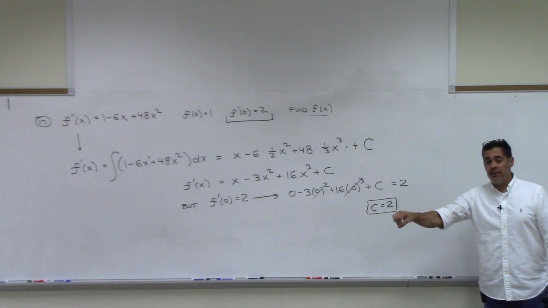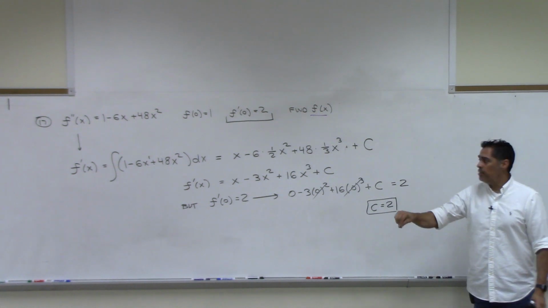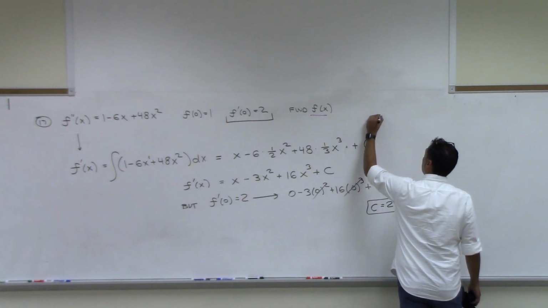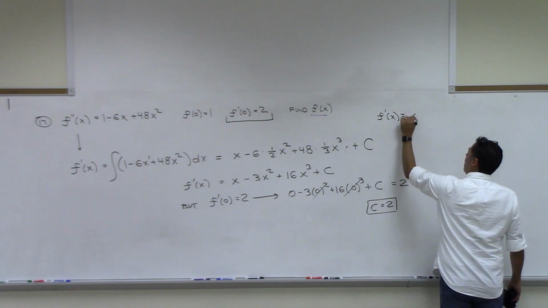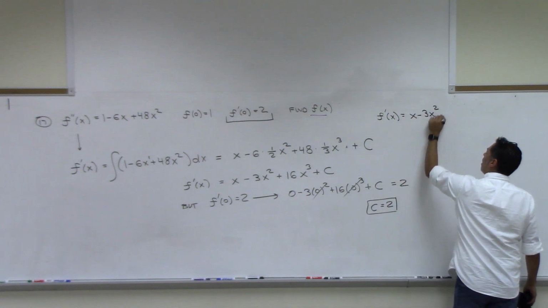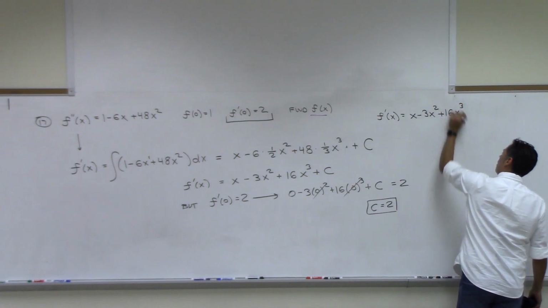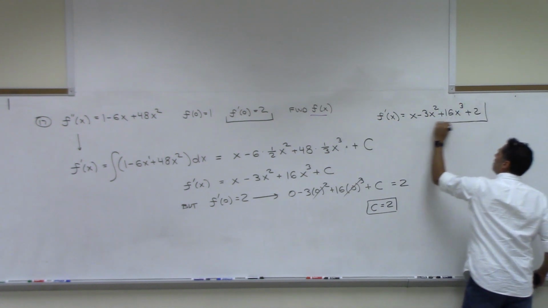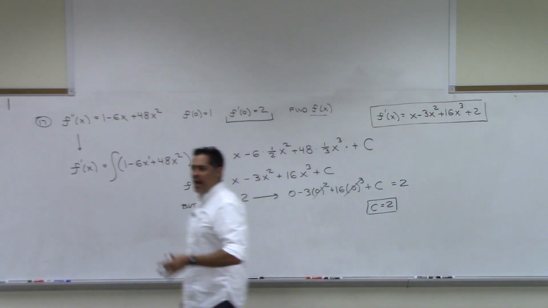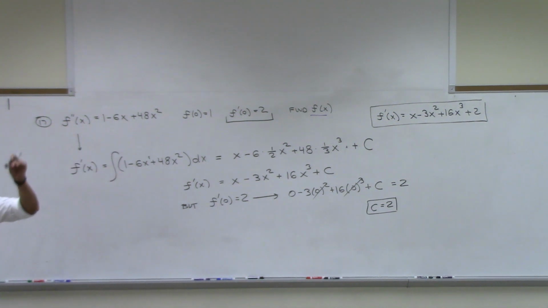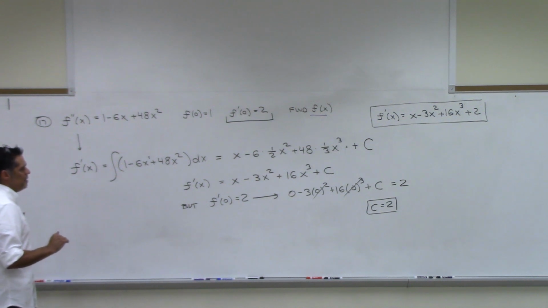Now I know exactly what function we're talking about. I know exactly which one it is. So here's what I can say. f prime of x, without a doubt, is the function x minus 3x squared plus 16x cubed plus 2. I'm going to box it. That's not my final answer. I'm halfway through the problem because I have what f prime is. I need to do the exact same procedure, go back one more time to get f. Y'all with me? Well, in this problem, it's going to turn out that way.